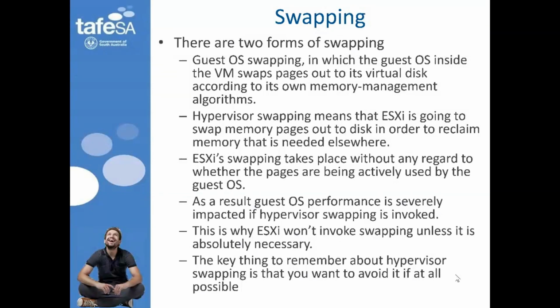As a result, the guest OS performance is severely impacted if hypervisor swapping is invoked, because normally, if the guest OS is actively using it, it wouldn't put it into swap. It would just keep it in physical memory. This is why ESXi won't invoke swapping unless it is absolutely necessary. It's one of the last things it does. The key thing to remember about hypervisor swapping is that you want to avoid it if at all possible. This is the worst. If you do it, performance is going to suffer the most.